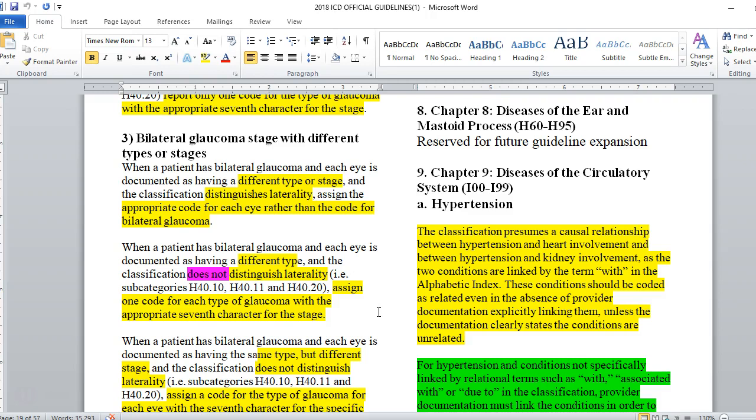But again, for those subcategories, when a patient has bilateral glaucoma and each eye is documented as having a different type, and classification does not distinguish laterality, again, H40.10, H40.11, and H40.20, assign one code for each type of glaucoma with the appropriate seventh character for the stage. So again, those three code categories, make a notation so that you remember that if you get there, then you have to be careful about coding because they do not have bilateral codes.